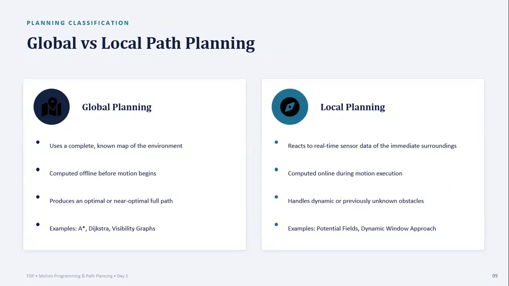Next, we will try to understand the distinction between global and local path planning. Path planning is broadly classified into two major categories. One is global planning, which assumes a complete map of the work environment and computes an optimal path before movement begins. In contrast, local planning reacts to sensor information during robot motion and avoids unexpected obstacles in real time. Industrial robots often combine both methods for efficient navigation.